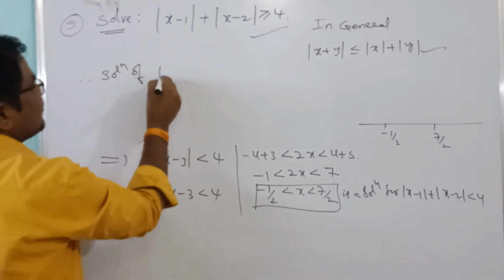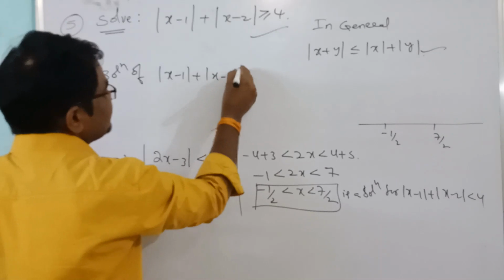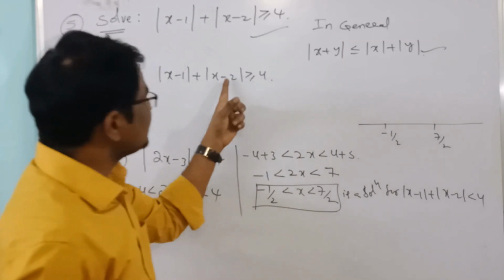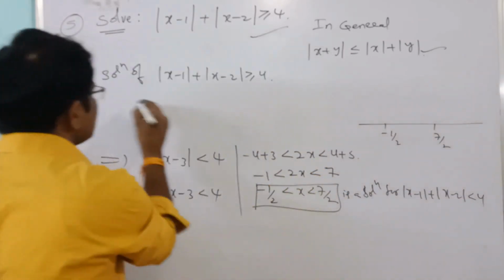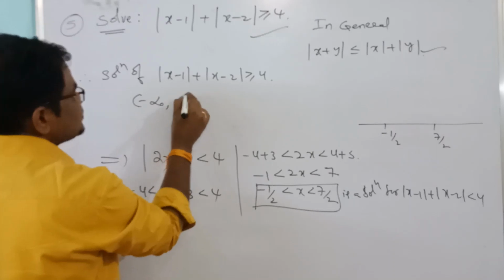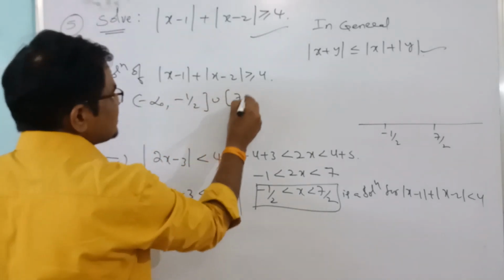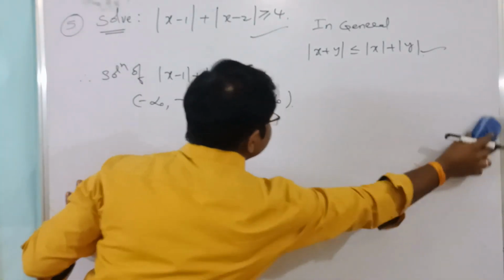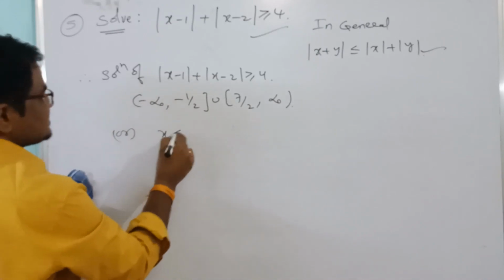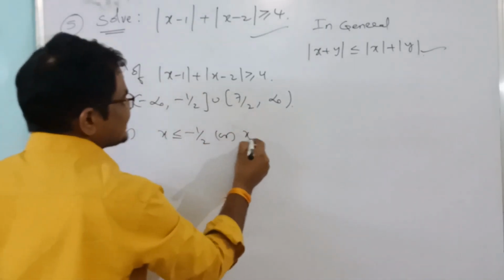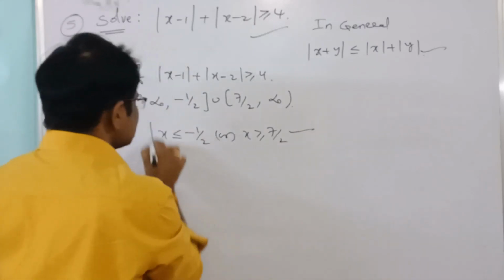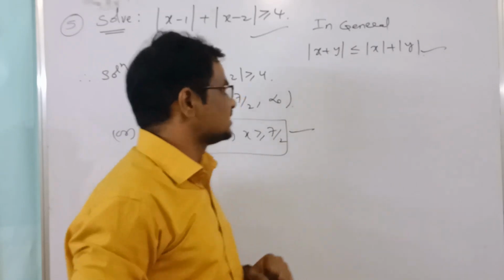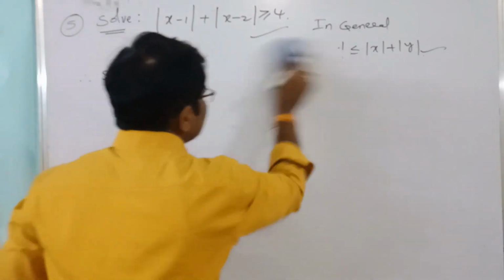So the solution of |x − 1| + |x − 2| ≥ 4 is: except this interval, that is, from minus infinity to −1/2 closed, union 7/2 to infinity. That can also be written as x ≤ −1/2 or x ≥ 7/2. This is our required solution by the first method, using this condition. And now in the second method, how do we do this problem?